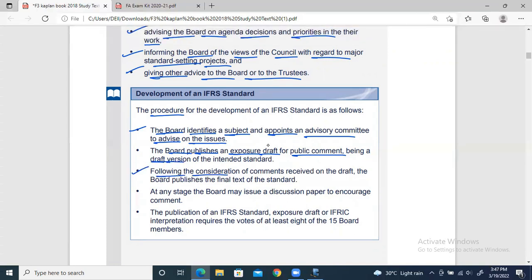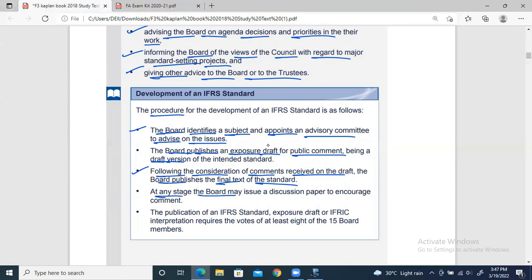After that, following the consideration of comments received on the first draft, the board publishes the final text of the standard. So this is basically like something like a crowdfunding thing. People are helping as well, not just the board. The public is also involved in this. They are also giving their input, their point of view.